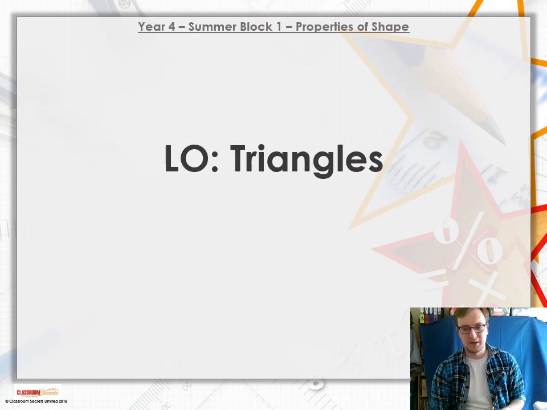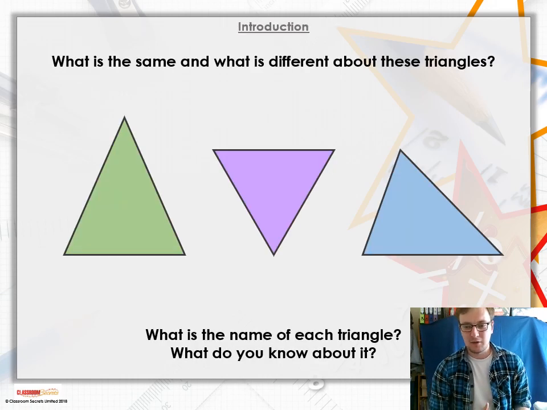And welcome to our first lesson this week on properties of shape. Today we're going to be looking at triangles. The first thing I would like you to do for me today is look at these three triangles. Can you tell me what's the same and what's different about the triangles? Can you name each of these triangles and what do you know about it?